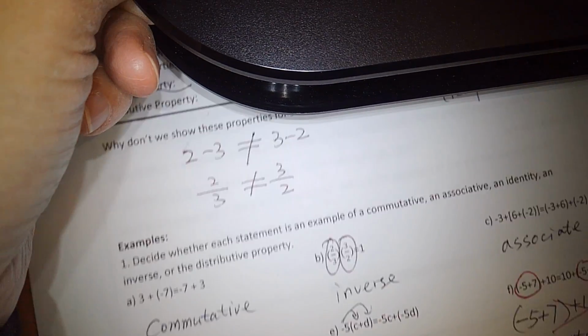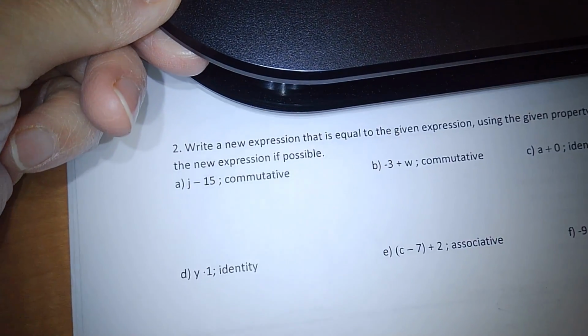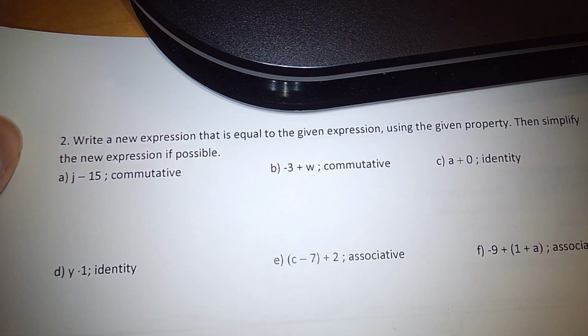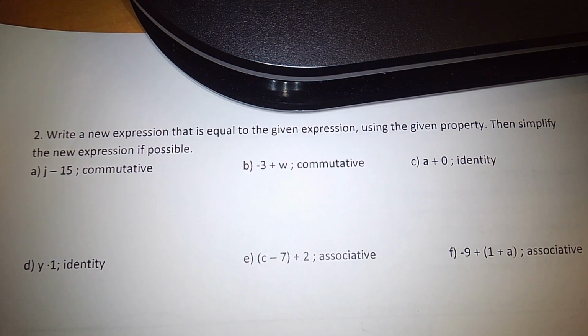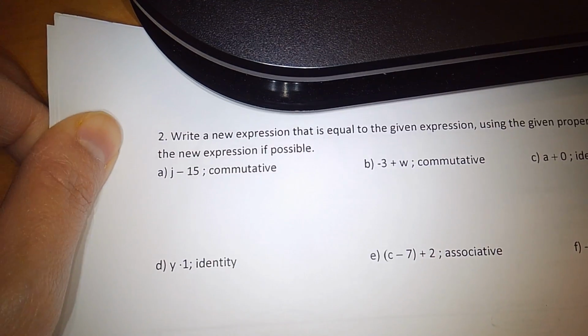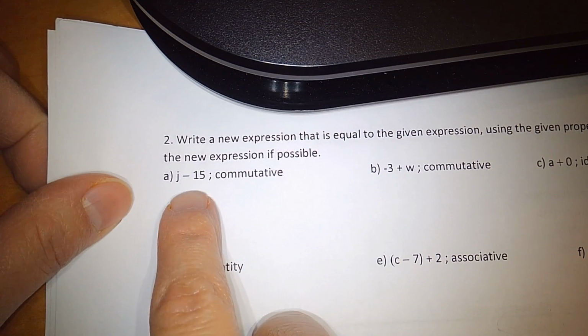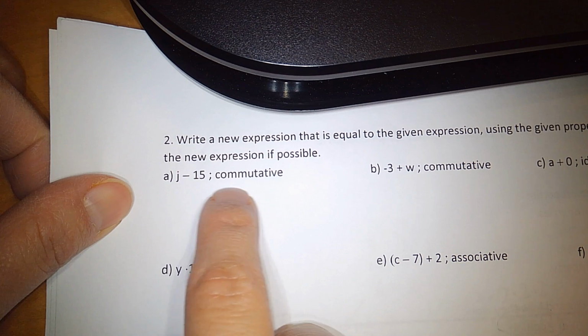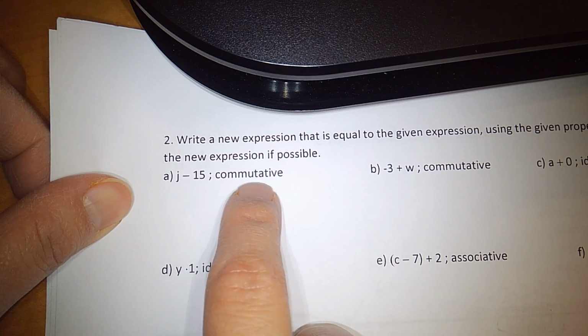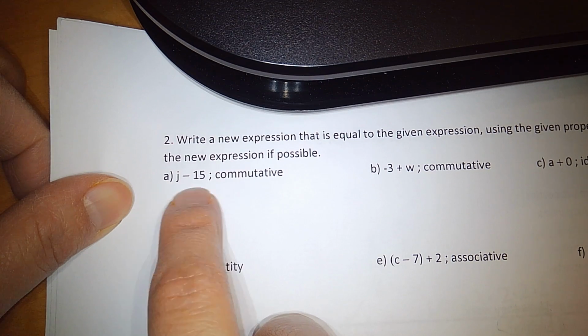Alright, so these are this page, okay? Now let's turn to the next page. Exam 2: Write a new expression that is equal to the given expression using the given property, then simplify. Okay, so let's try some of them. J minus 15 by using commutative property. How should we rewrite this?